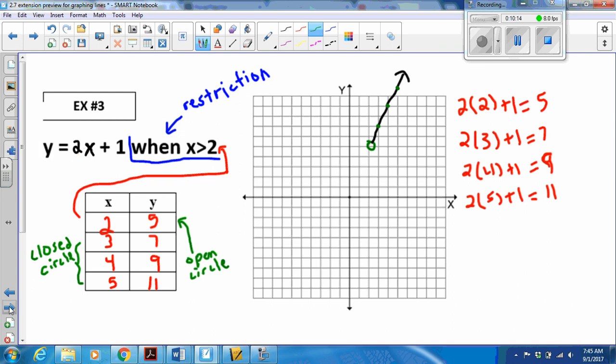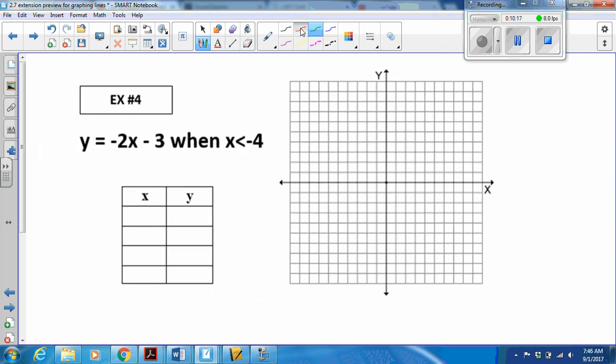Okay, let's do another one of these because it can get a little complicated. So here we have negative 2x minus 3 when x is less than negative 4. Once again, right here we have our restriction. Okay, so in this case, we can't just draw a very straight line. We have to start at where our restriction's at. Because really, this is just telling us that we can only go from negative 4 and then x value is smaller. And we can only graph our function from there.